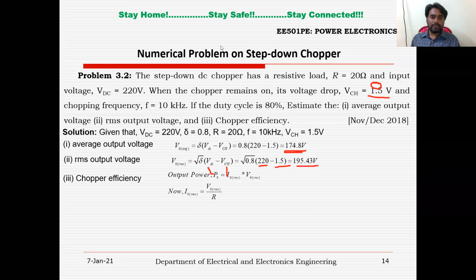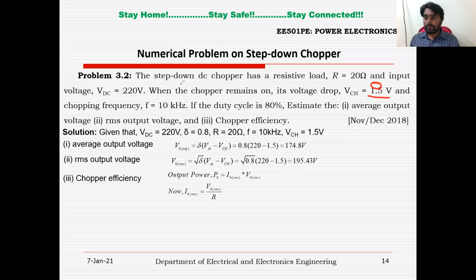Now to calculate the chopper efficiency, we need to consider what is the output power of the chopper and what is the input power to the chopper. Now the output power of the chopper is output current multiplied by output voltage. In terms of voltage and resistance, the output RMS current will be V naught RMS by R, right? And if you substitute it here, it will be V naught RMS square divided by R, because the known factors are RMS output voltage and the load resistance. So we are converting the unknown factor to the known factors.